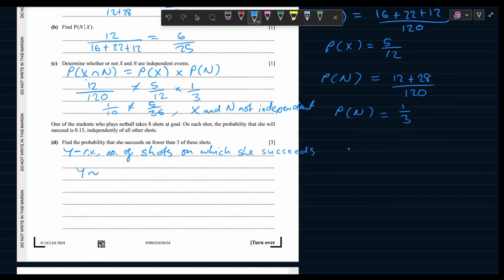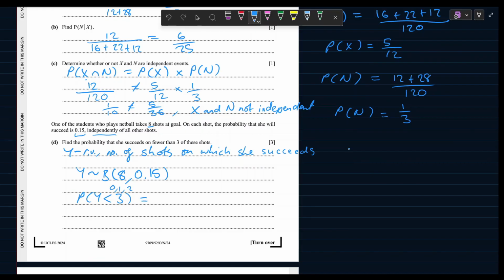So y is going to follow a binomial distribution because we've got a fixed number of trials. The trials are independent of each other. We've got a fixed or constant probability of success, and we only have two outcomes: either she succeeds or she fails. So all conditions for a binomial distribution are satisfied. So n is 8 and our probability of success is 0.15. And we want to find the probability that she succeeds on fewer than 3 of these shots. So the probability that y is less than 3. That means we're evaluating 0, 1, and 2.